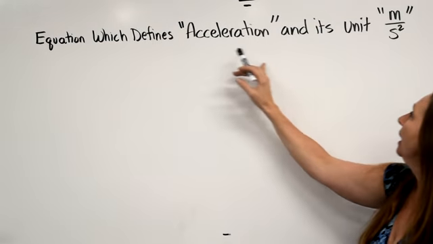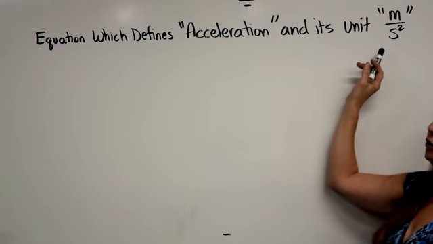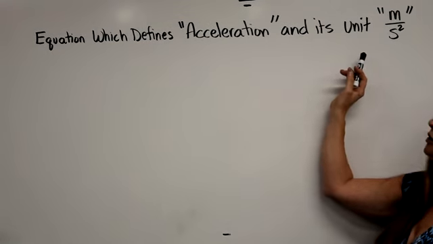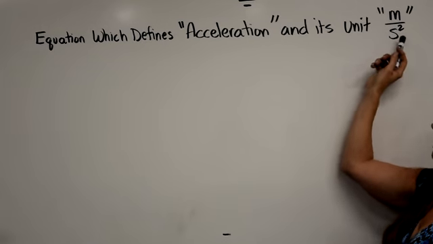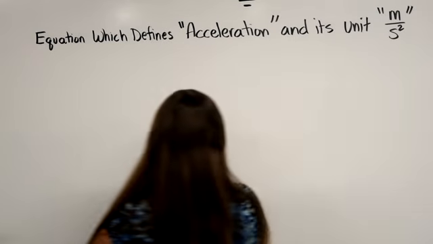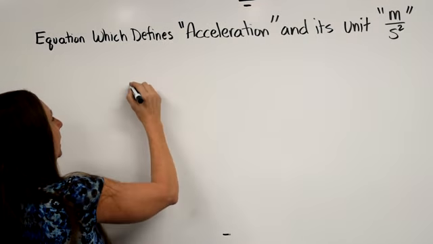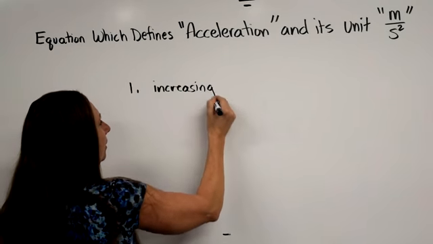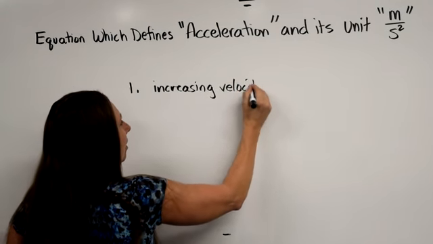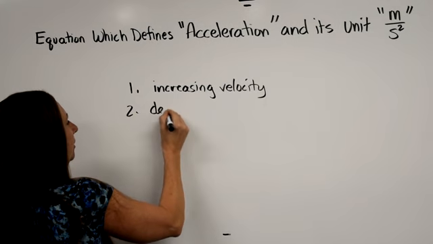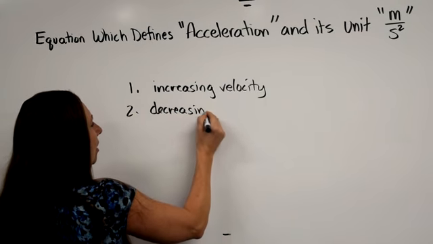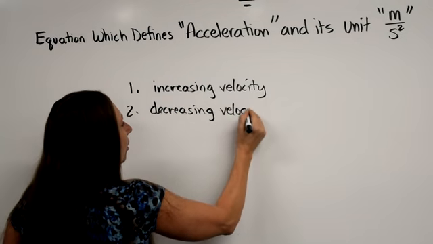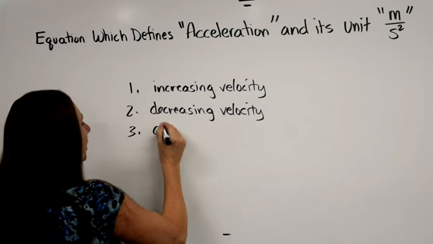The last little thing that we're going to do here is talk about the equation which defines acceleration and how to derive the unit for acceleration, meter per second squared. Keep in mind, again, that acceleration can be increasing velocity, decreasing velocity, or changing direction.